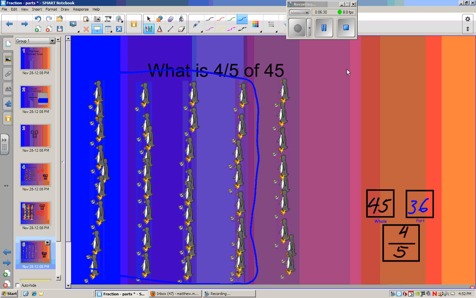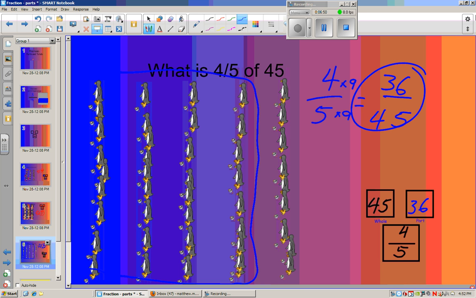Again, another way to do this, equivalent fraction: 4/5 equals how many 45ths? Well, what times 5 equals 45? We know because of all our practice that it's 9 times 5. So now I do the same thing to the numerator that I did to the denominator, and 4 times 9 is 36. So that gets us our answer.